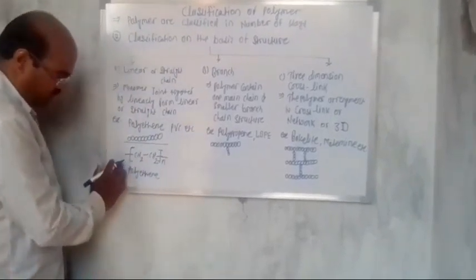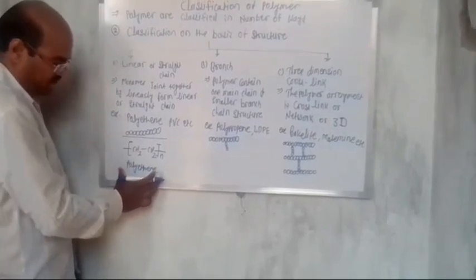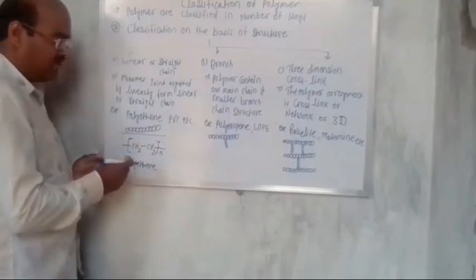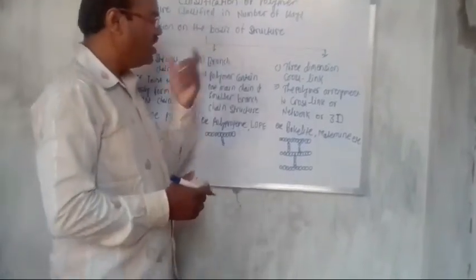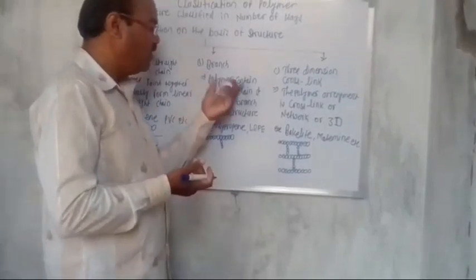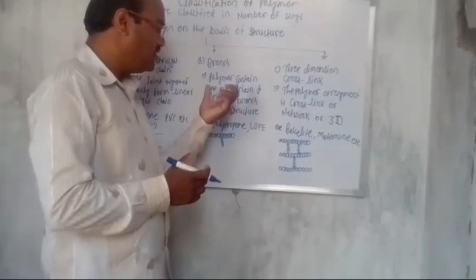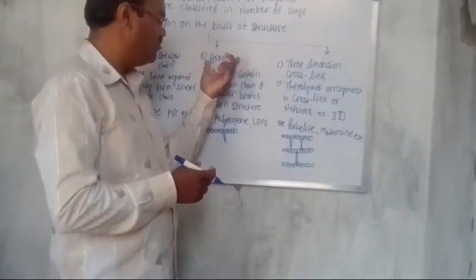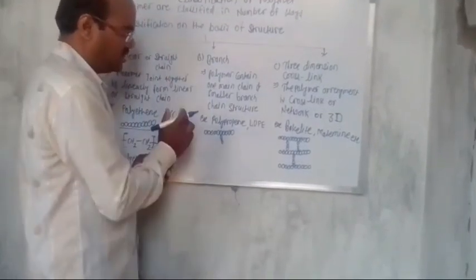Here we also mention the polyethylene structure. The CH2 CH2 units are combined linearly to each other. Then, second, the branched polymer. A polymer chain which contains one main chain and another smaller branch chain is called a branched chain structure.